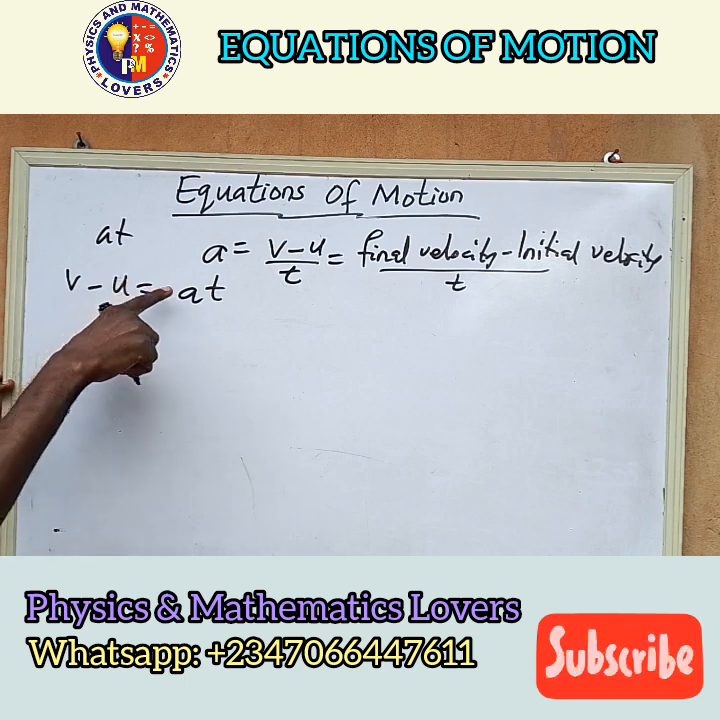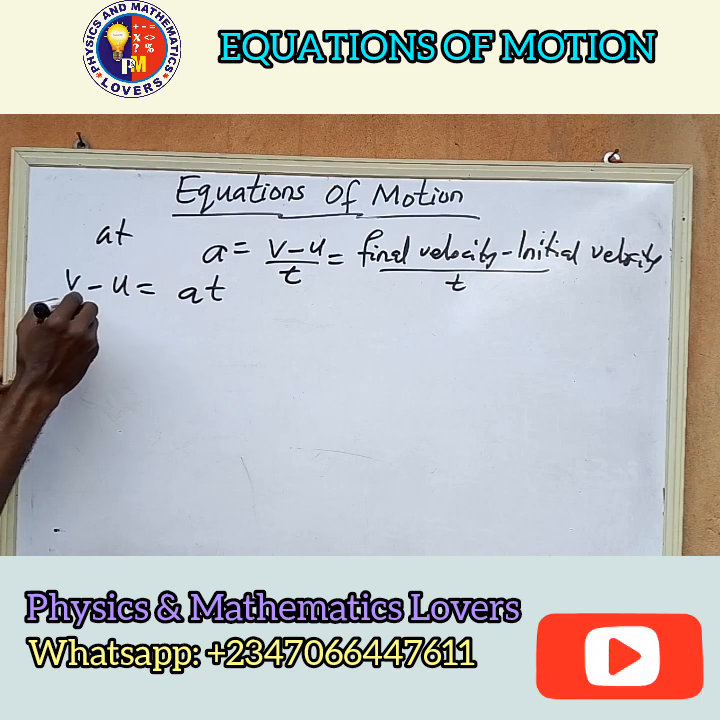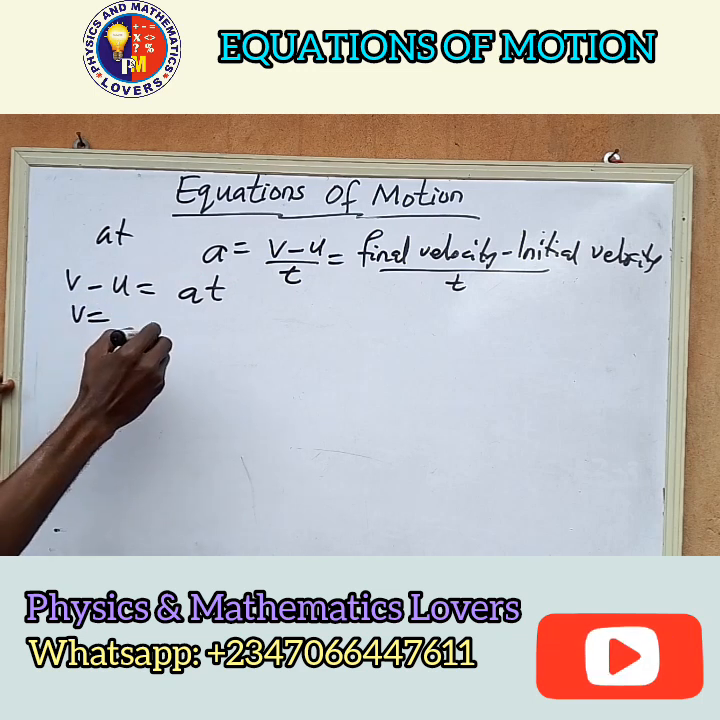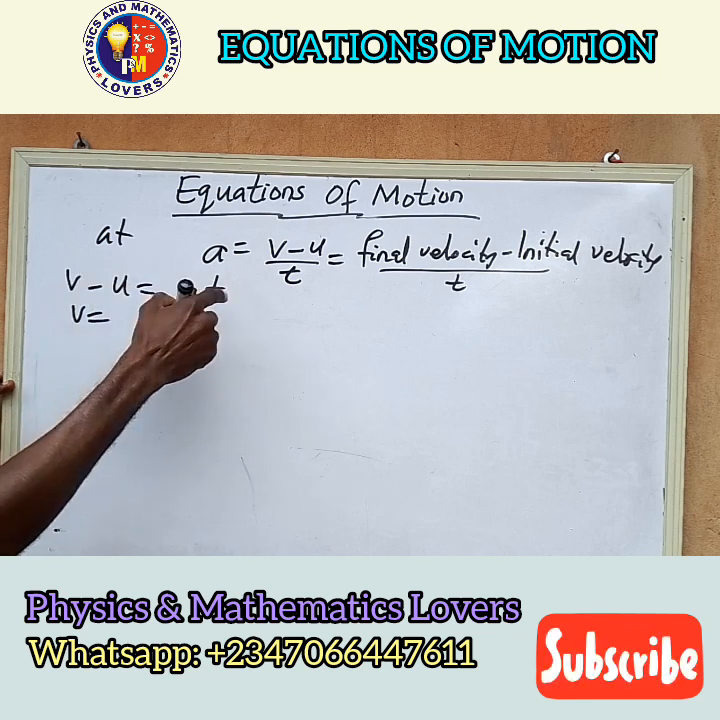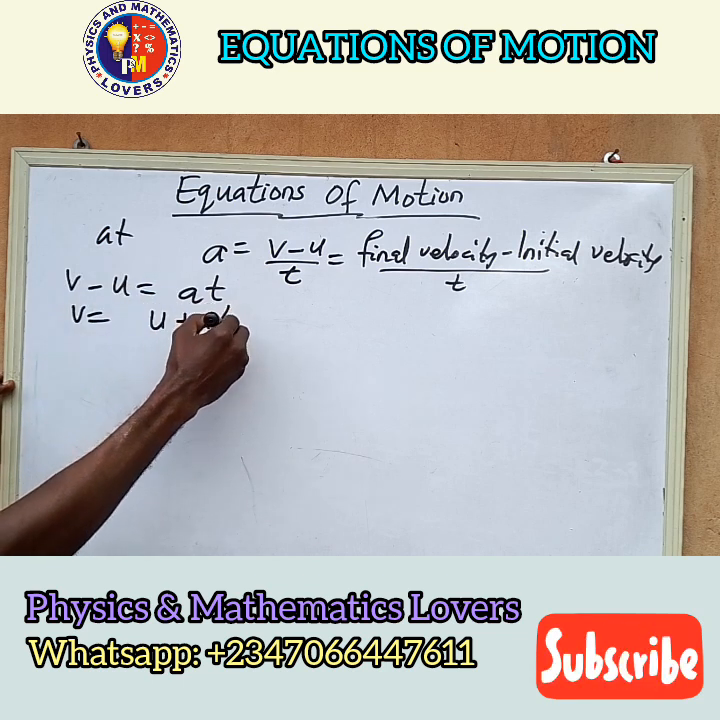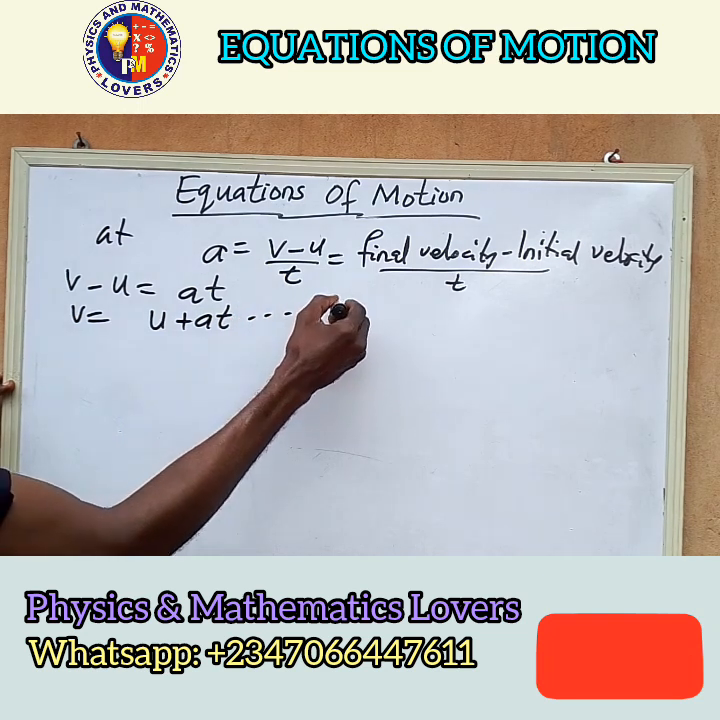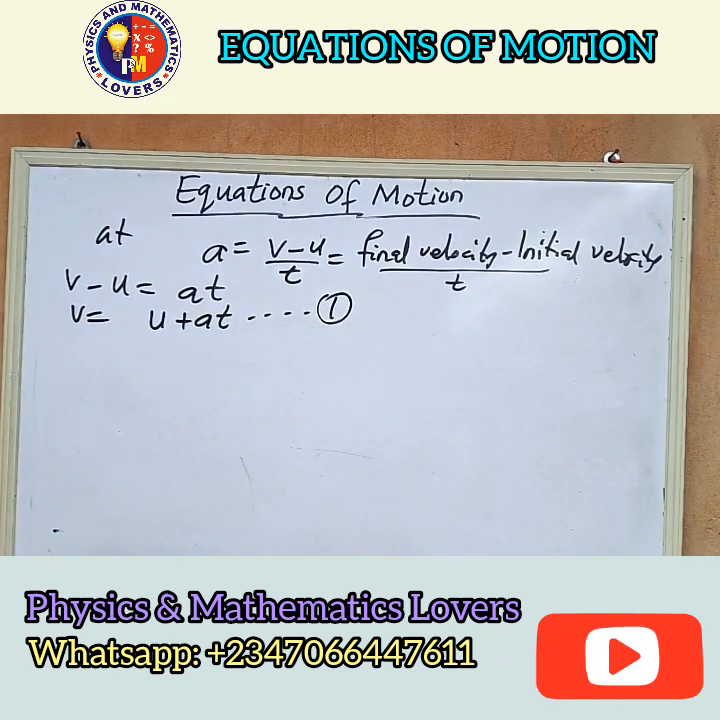Alright, now let us get the final velocity of that particle moving at this acceleration. So v, which is the final velocity, will be equal to u, this particular u moves to the other side, plus at. So this is equation 1 that we all know, our first equation.